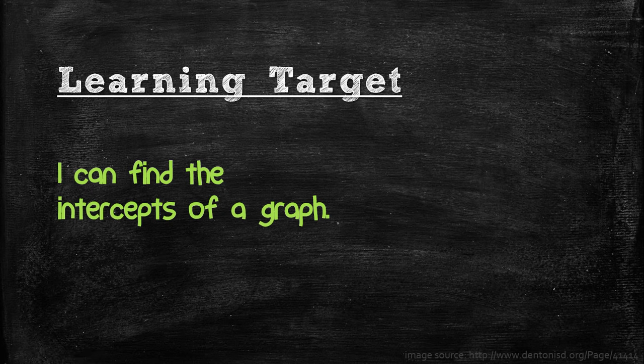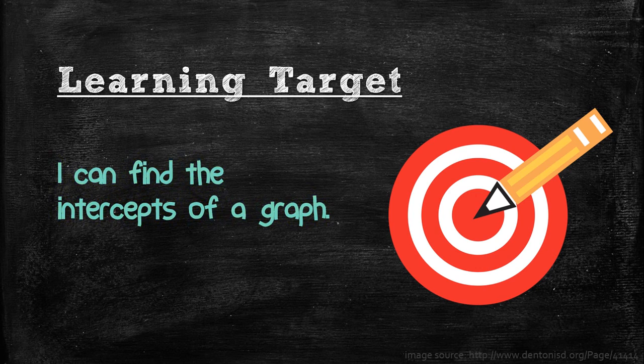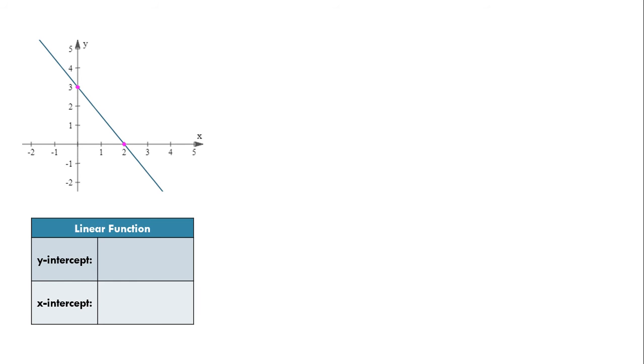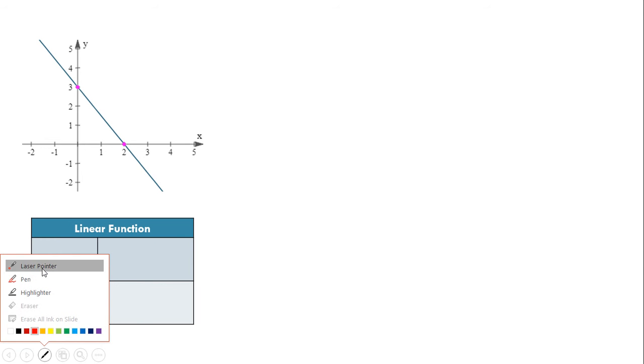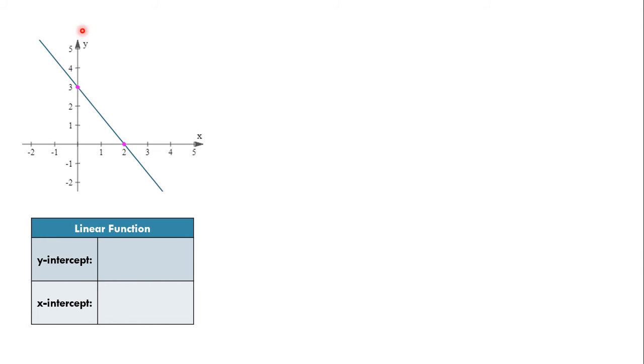Our learning target is I can find the intercepts of a graph. All right, so in this first example here, we have a linear function, and we want to find the y-intercept and the x-intercept. So if you'll remember, our y-intercept is where the graph crosses, or where the function crosses that y-axis. So right here, where y equals 3, that is my y-intercept.